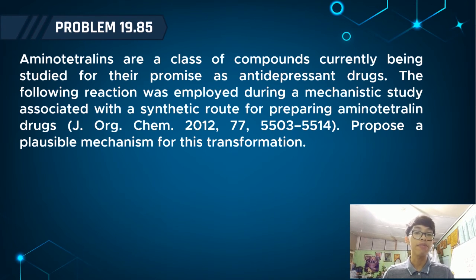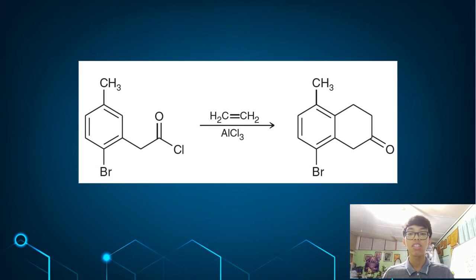Problem 19.85. Aminotetralins are a class of compounds currently being studied for their promise as antidepressant drugs. The following reaction was employed during a mechanistic study associated with a synthetic route for preparing aminotetralin drugs. Propose a plausible mechanism to this transformation. So we have here our starting molecule. It was treated by these reagents, giving us this final molecule, our product here.